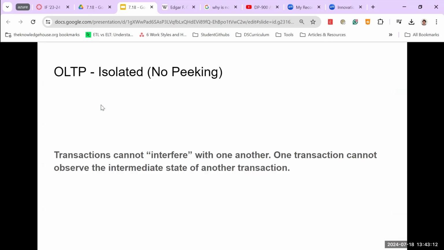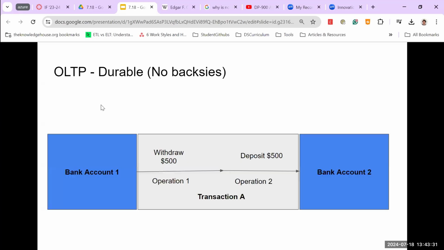And this is known as isolation. Transactions cannot interfere with one another. One transaction cannot observe the intermediate state of another transaction. The only time we can interface with this bank account is when another transaction is complete, or when no transactions are performing operations, essentially. All right, and finally, everyone, we have durability.